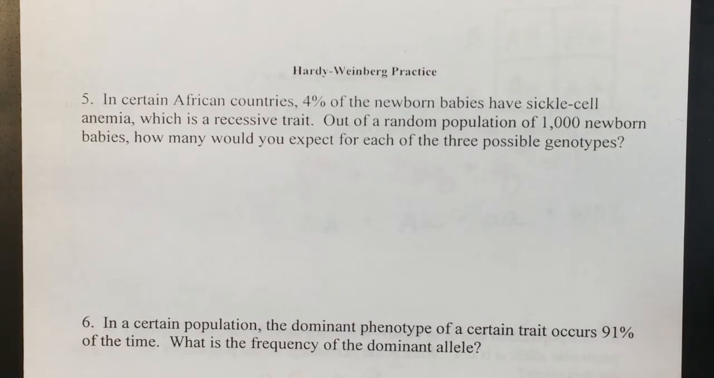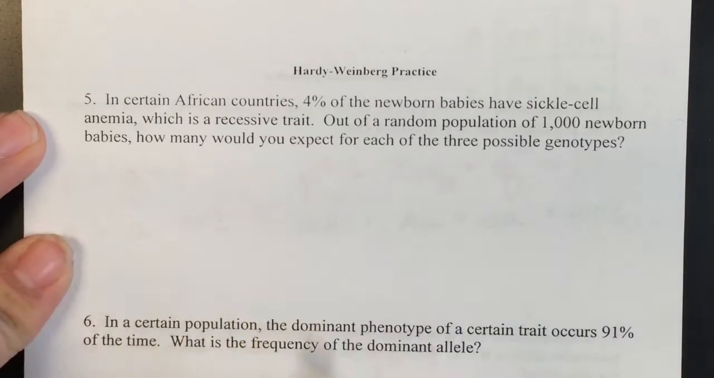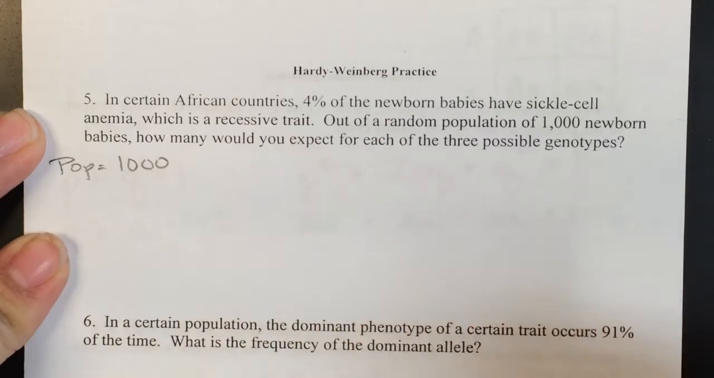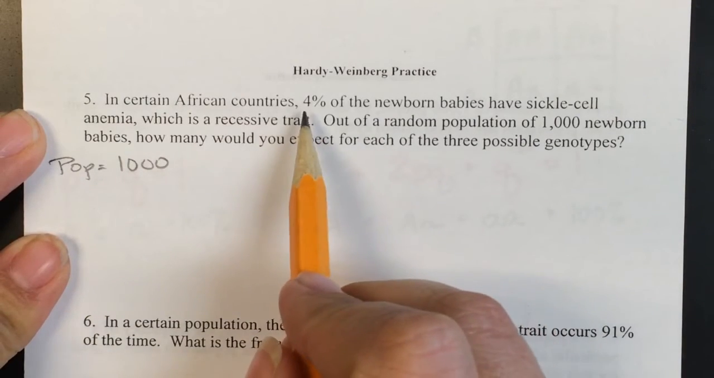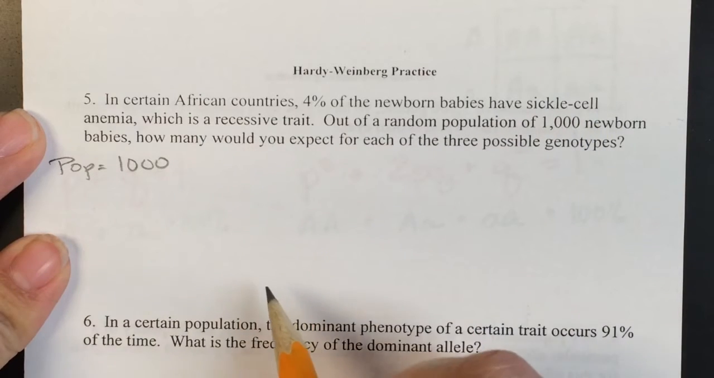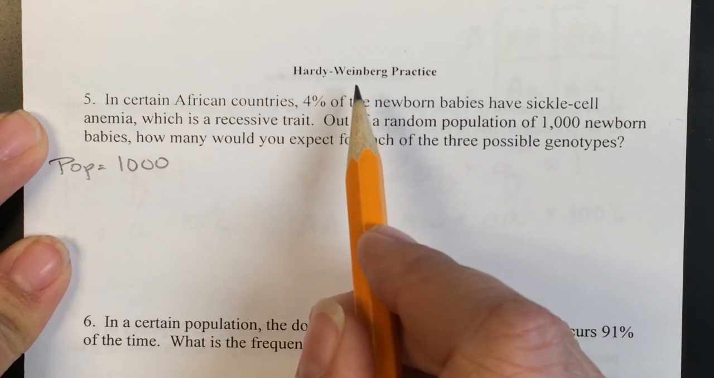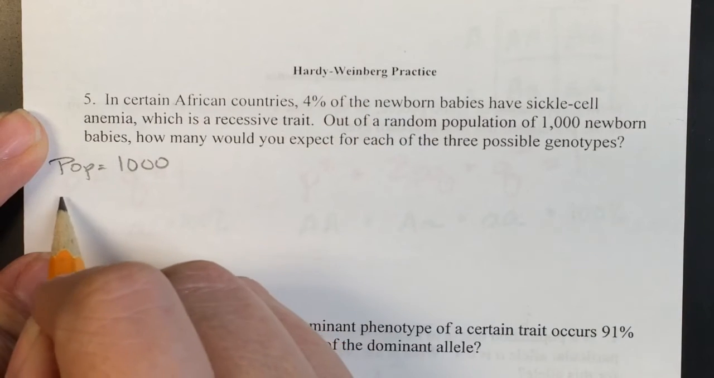Question 5. In certain African countries, 4% of the newborn babies have sickle cell anemia, which is a recessive trait. Out of a random population of 1,000 newborn babies, how many would you expect for each of the 3 possible genotypes? So our population is 1,000, and we have 4% sickle cell, which is our recessive trait. Now, a common error is people will put 0.4 for 4%, but remember that it is 0.04.